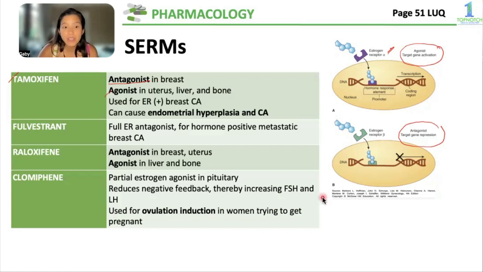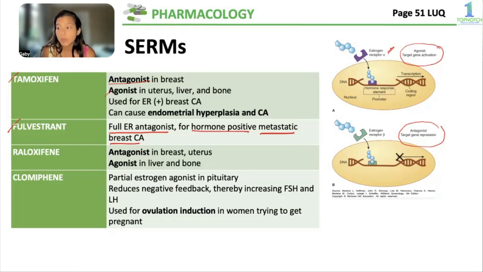However, because it is an agonist in your uterine tissue, it can cause endometrial hyperplasia, which can eventually lead to cancer. So therefore, we created the raloxifene, which is an antagonist in both breast and uterus so that it doesn't have the same pro-endometrial hyperplasia effects as your tamoxifen. Your fulvestrant naman is a full ER antagonist. So it fully antagonizes your estrogen receptor. And we use this for metastatic breast cancer if it is hormone positive.